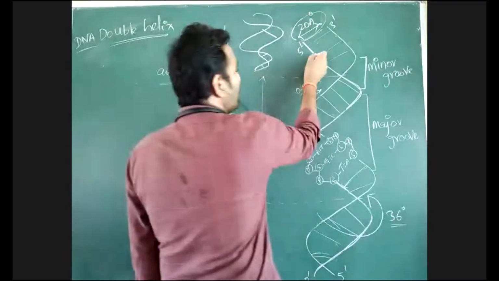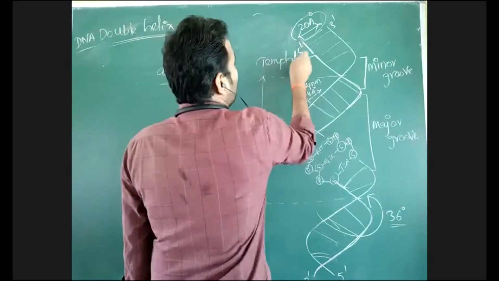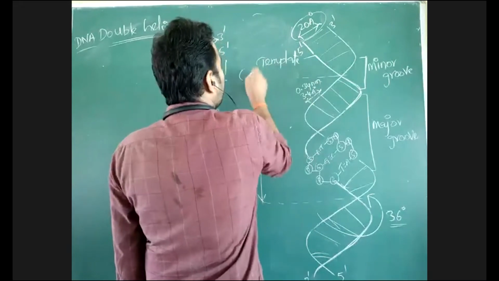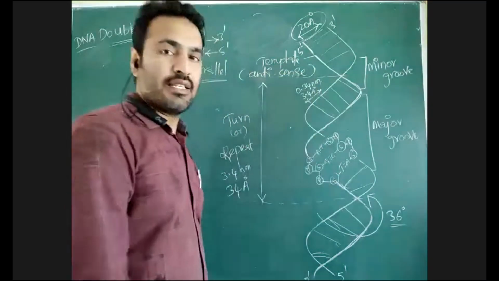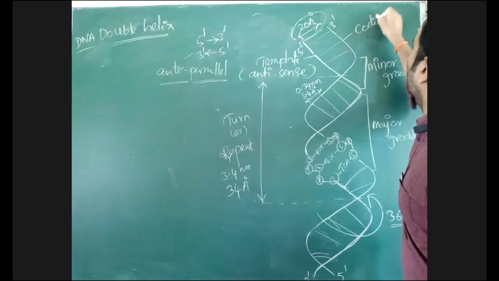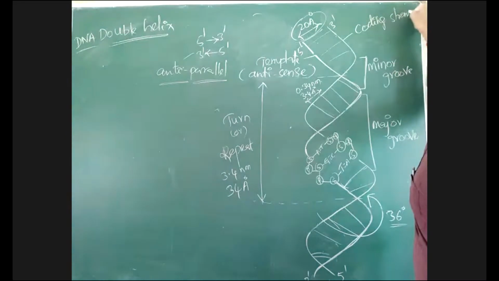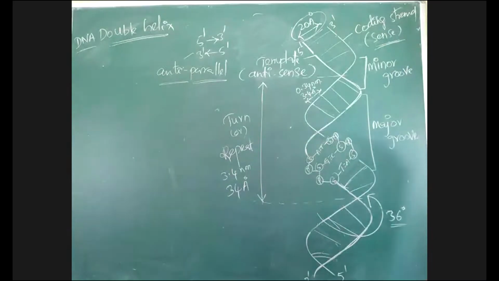One strand of this DNA is called the template or antisense strand. Another one is called the non-template or coding strand, which is called the sense strand. The DNA double helix has two strands. One strand is called the template strand, also called the antisense strand. The other strand is called the coding strand, also called the sense strand.